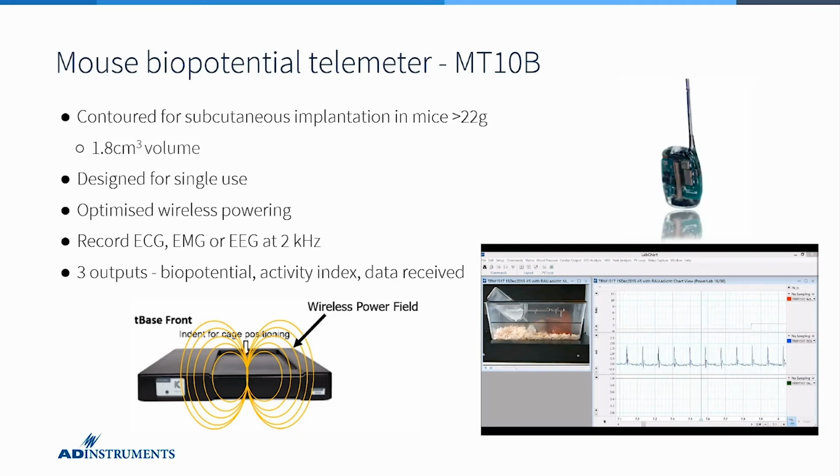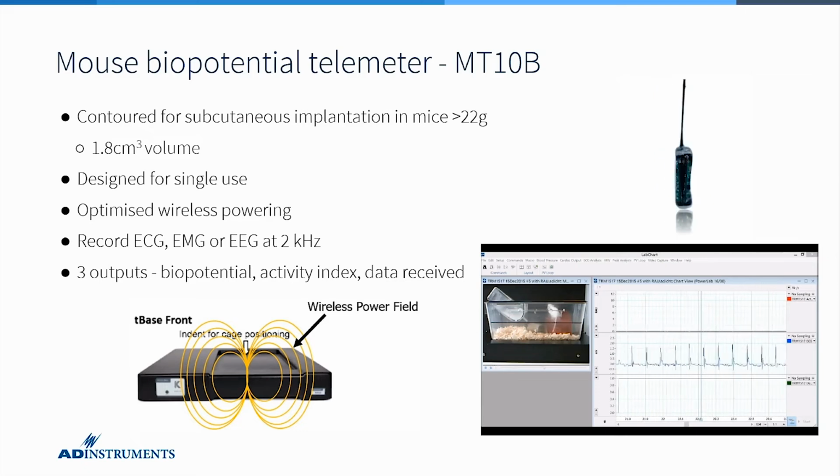At the moment, the mouse telemetry system just offers a biopotential telemeter. And this is designed for subcutaneous implantation in mice over 22 grams. It's designed and priced for single use. So you implant it in the animal, it's really easy to use, and then you dispose of it at the end of your experiment.